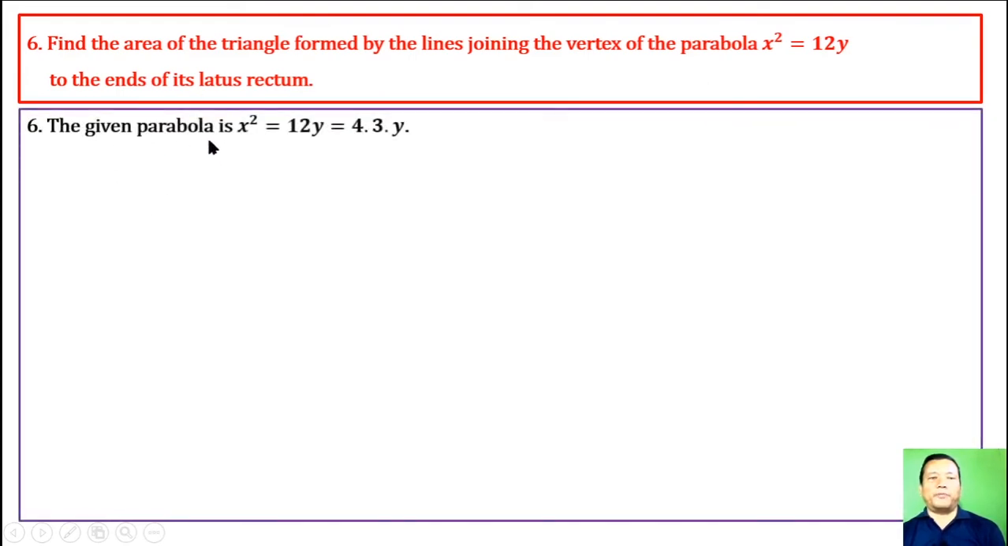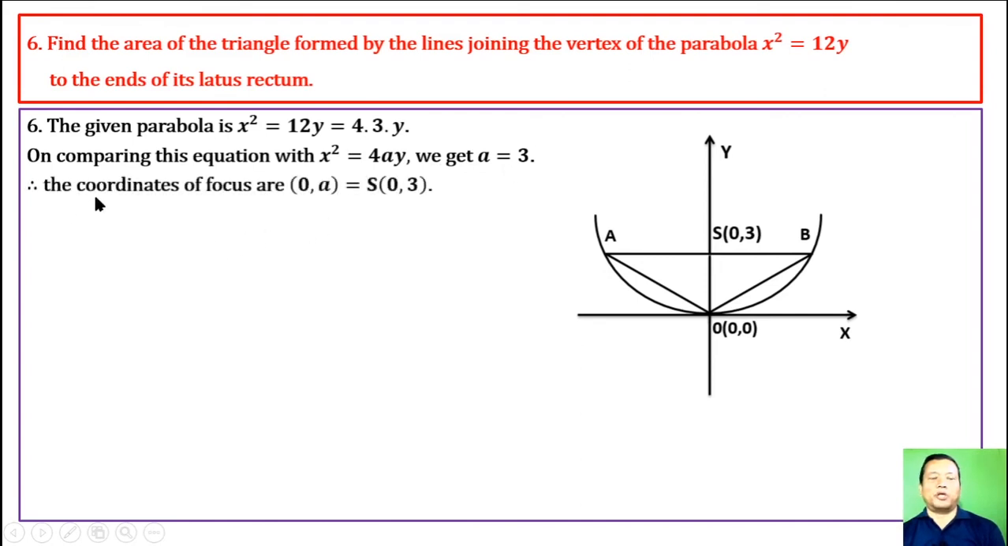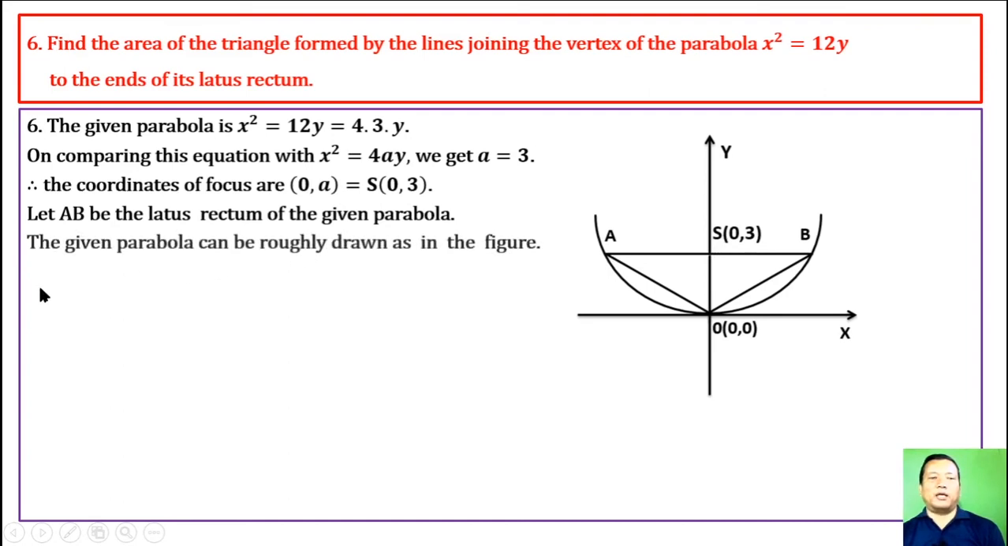The given parabola is x squared equal to 12y, which can be written as 4 into 3 into y. On comparing this equation with x squared equal to 4ay, we get a equal to 3. Therefore, the coordinates of focus are S(0, 3). Let AB be the latus rectum of the given parabola. The given parabola can be roughly drawn as in this figure.